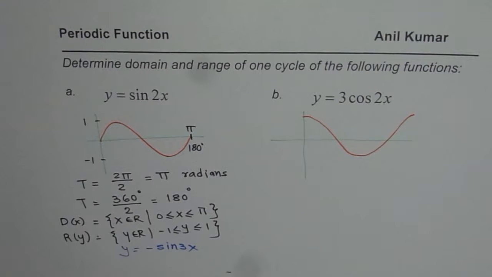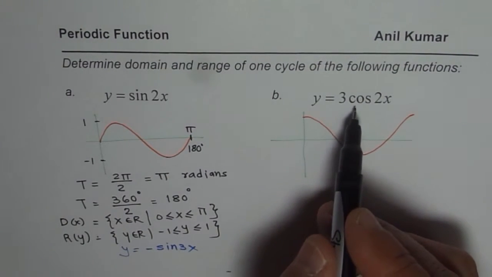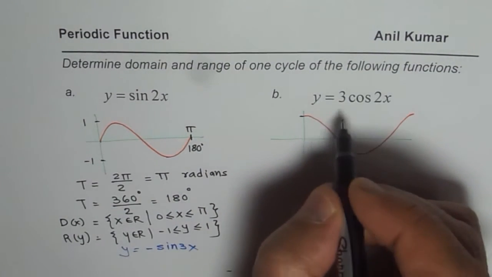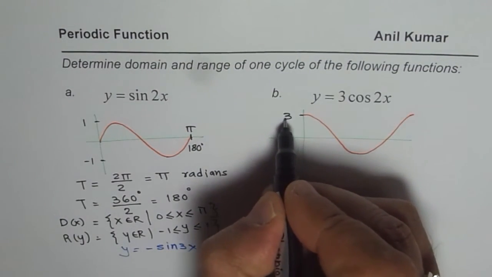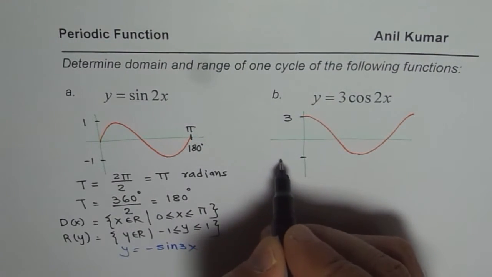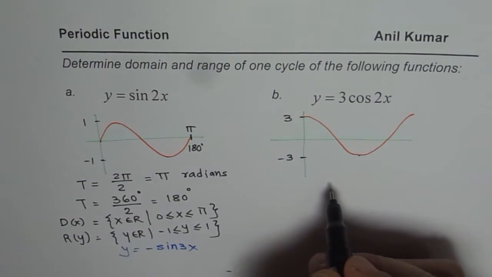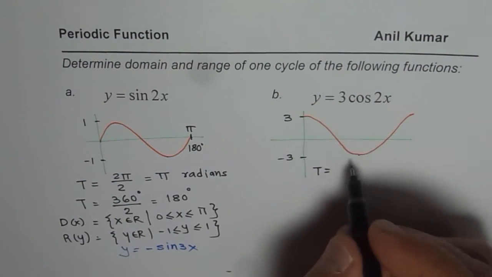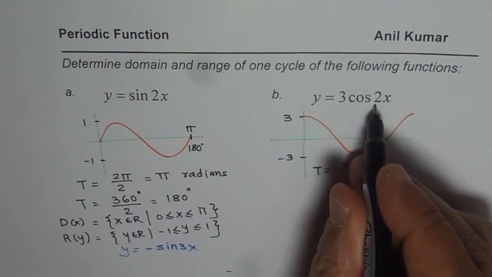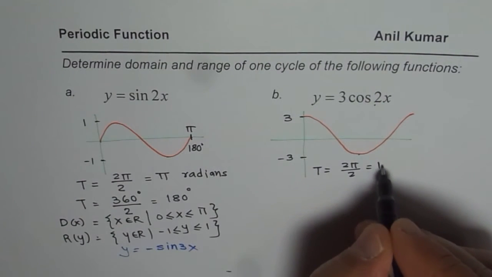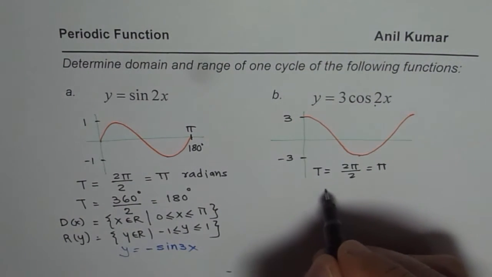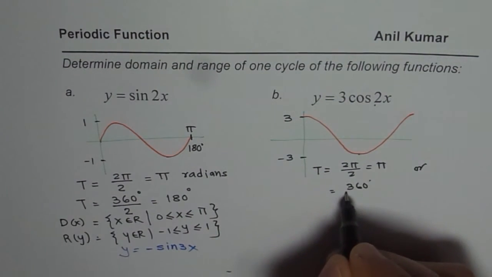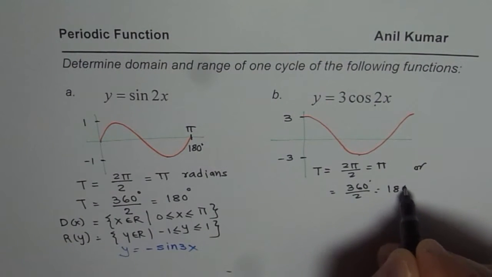Now let's take up the next example, which is y equals 3 times cosine x. So now when you have 3 times, that means it is vertically stretched by a factor of 3. Amplitude now becomes 3. So we have maximum of 3, minimum of minus 3. As far as the time period is concerned, T will be equal to 2 pi divided by k value, which is 2, that is same as pi. Or you could also do it in degrees. So you could also do 360 degrees divided by 2, which is 180 degrees, correct?